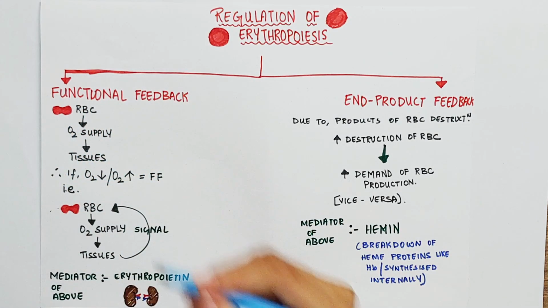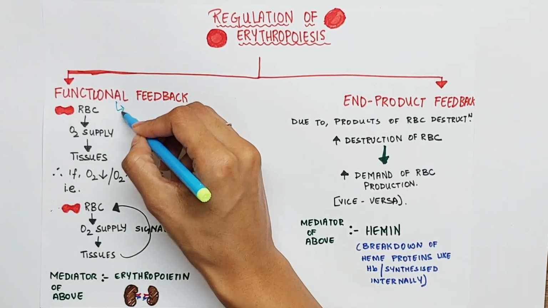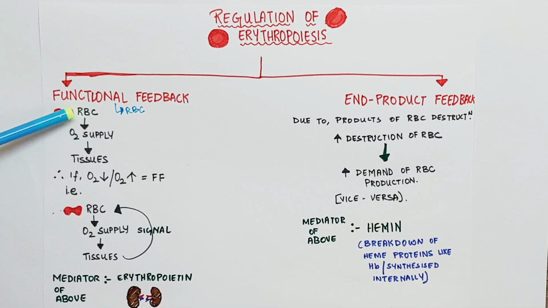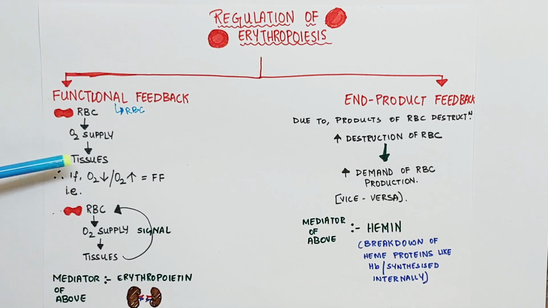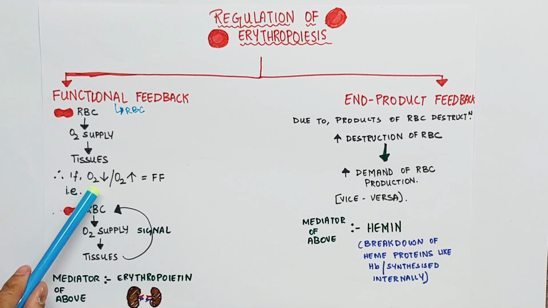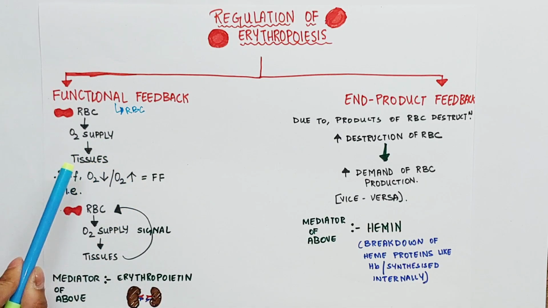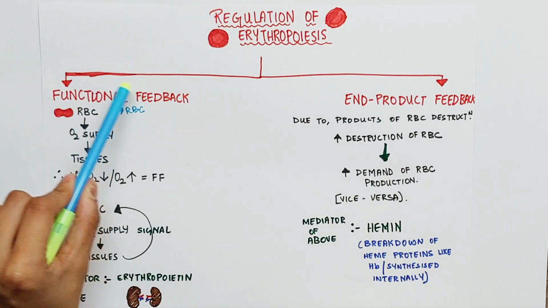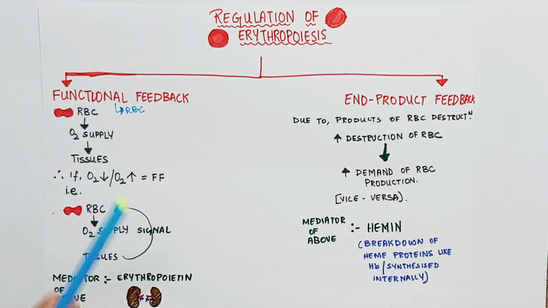Functional. There is something that exists that depends on the function of the RBC. The function of the RBC is that it supplies oxygen to the tissues of our body. Because oxygen is clearly playing a major role here, oxygen supply tends to act as the functional feedback. What do I mean? Let's see the significance of oxygen to understand how it is the main key component in the functional feedback.